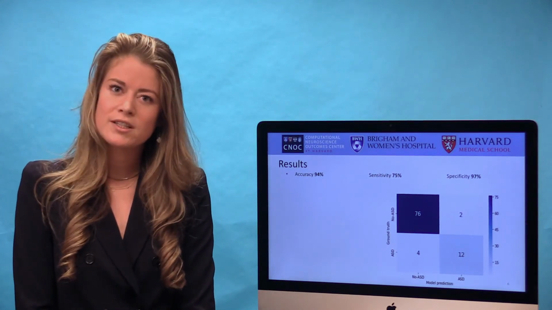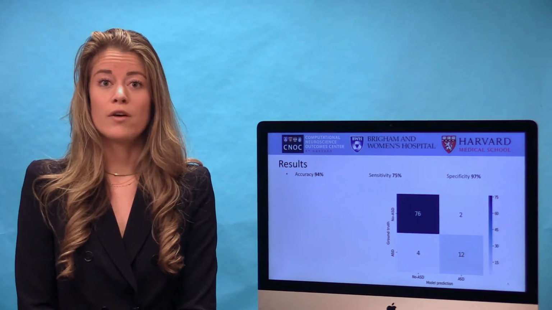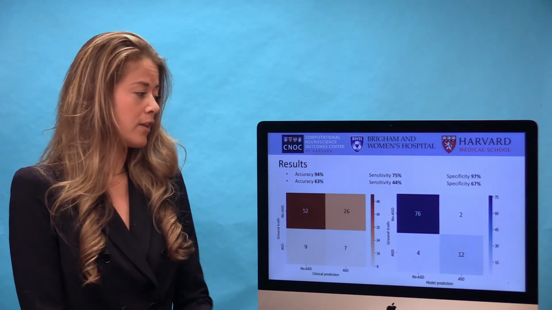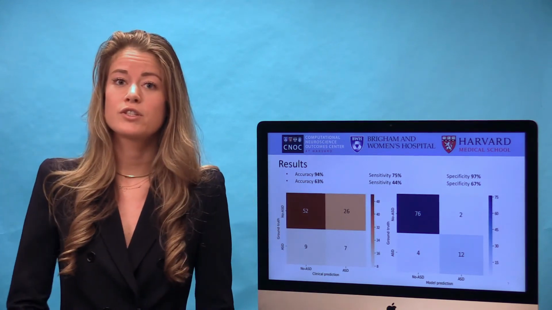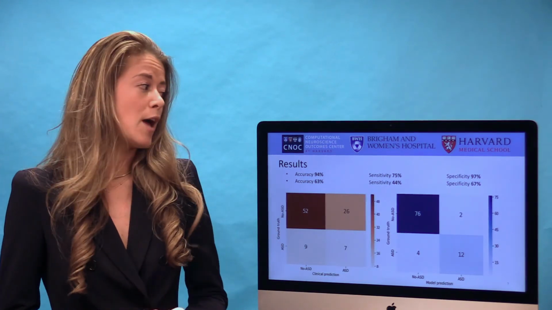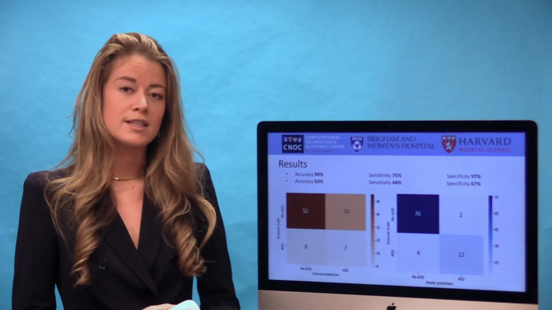And this is especially striking when comparing our results to those of the clinical expert. The confusion matrix is shown here, and our clinical expert could only achieve an accuracy of 63%, a sensitivity of 44%, and a specificity of 67%.